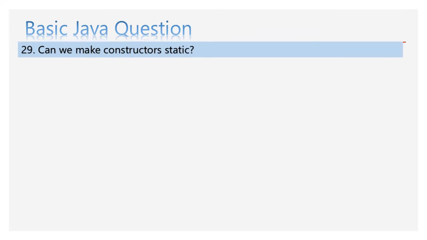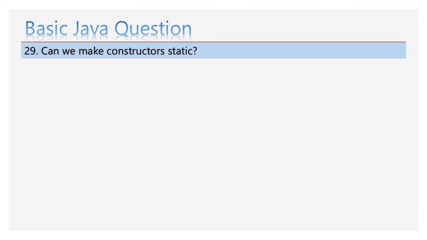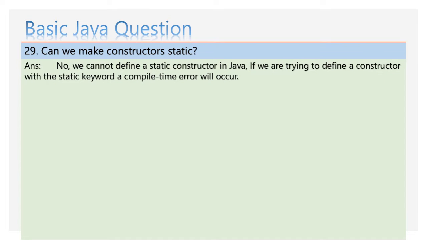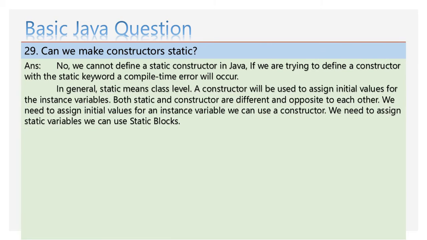Can we make constructors static? No, we cannot define a static constructor in Java. If we try to define a constructor with the static keyword, a compile time error will occur. In general, static means class level. A constructor is used to assign initial values for the instance variables. Both static and constructor are different and opposite to each other.